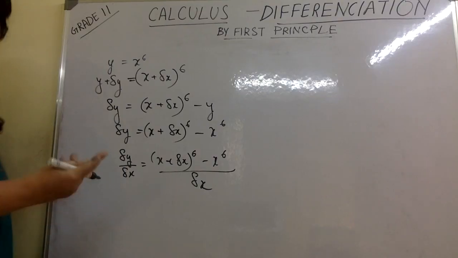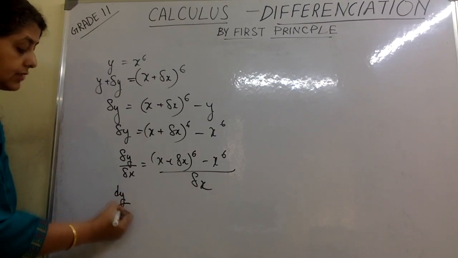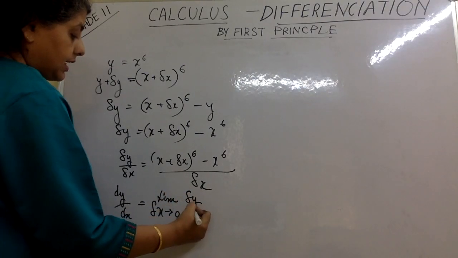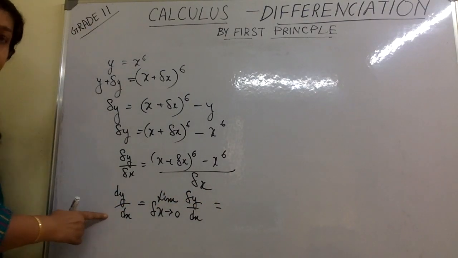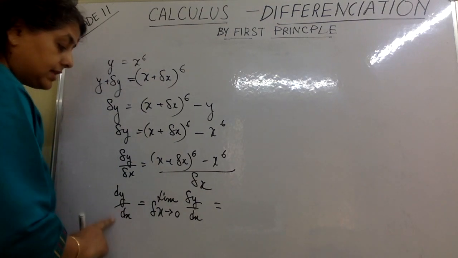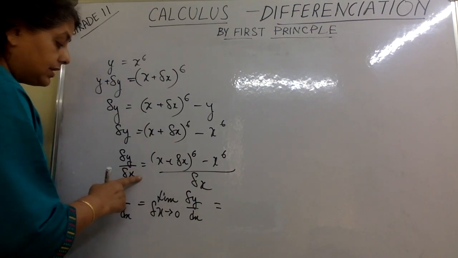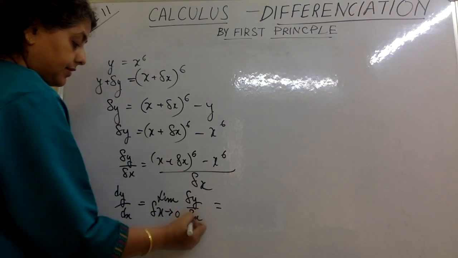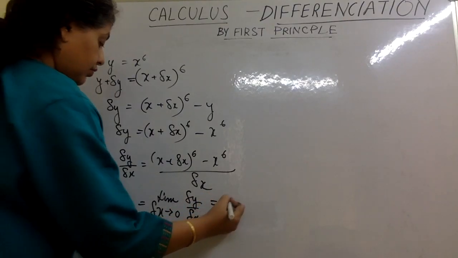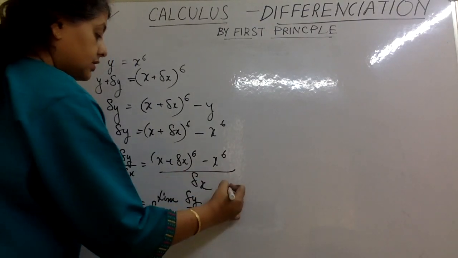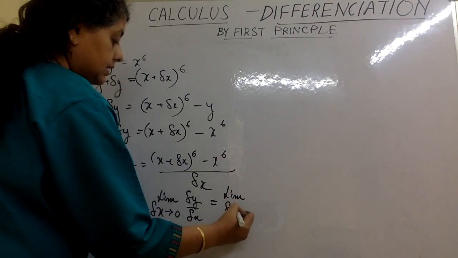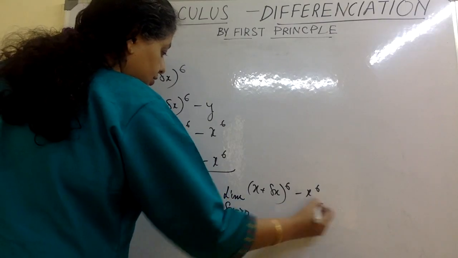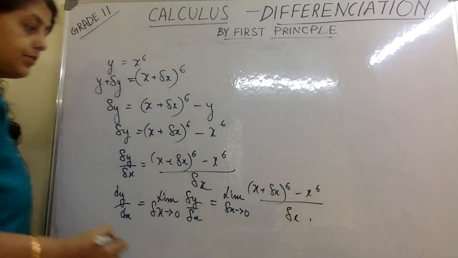And now remember, what is dy by dx? It is the limit of del y by del x. Now this is our derivative, dy by dx, when we put a limit here for del y by del x. So we will put limit for this also: limit del x tends to 0, ((x plus del x) to the power 6 minus x to the power 6) by del x.